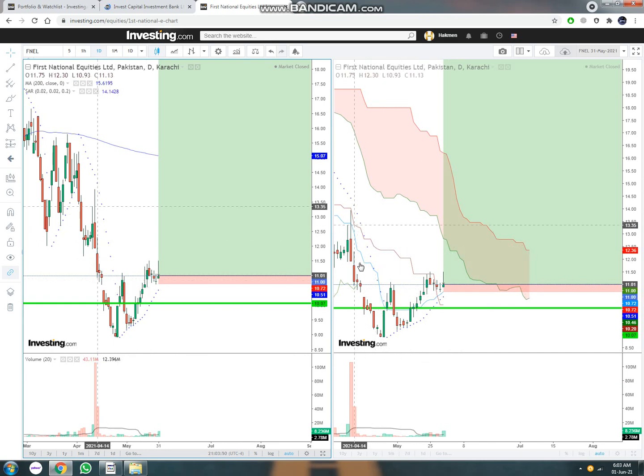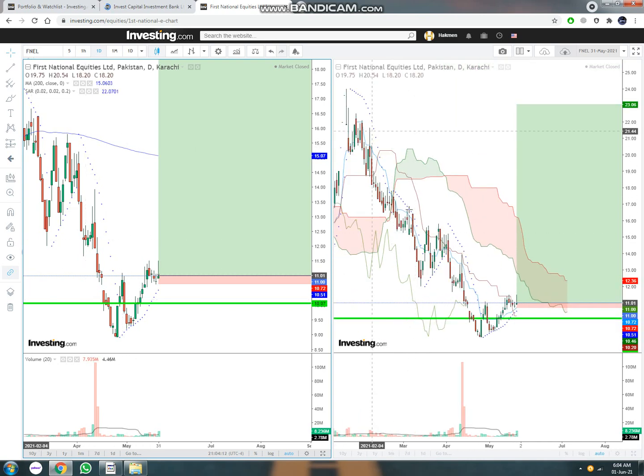When the blue line crosses below the red line and is trading below the red line, it means that this is a downtrend. And if the blue line crosses over the red line and is trading above the red line, it means that this is an uptrend. You can see in this chart that the candlesticks are below the cloud. When they are below the cloud, it means that this is a downtrend, and it is trading in the downward direction.